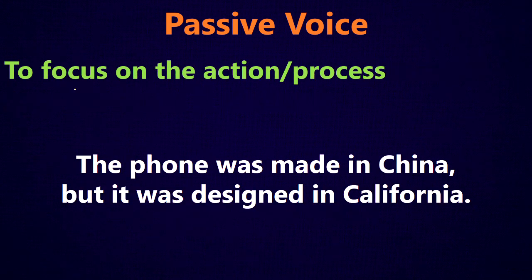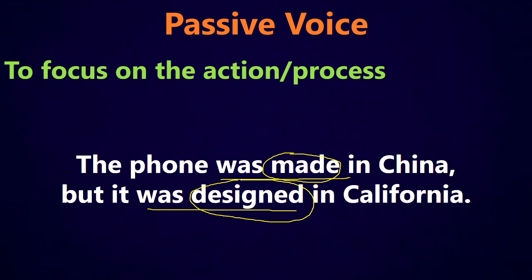We can also use passive voice to focus on the action or the process. So this is kind of like focusing on the verb. So I could say the phone was made in China. So here I'm focusing on this part. But it was designed in California. So you see I'm contrasting was made and was designed. So the process, what happened, I'm focusing on the action here. So it was made in China, but it was designed in California.